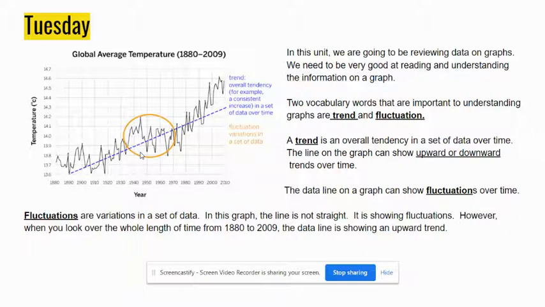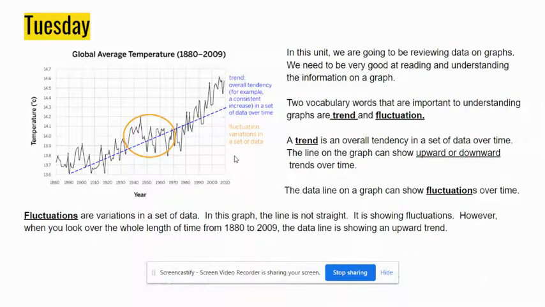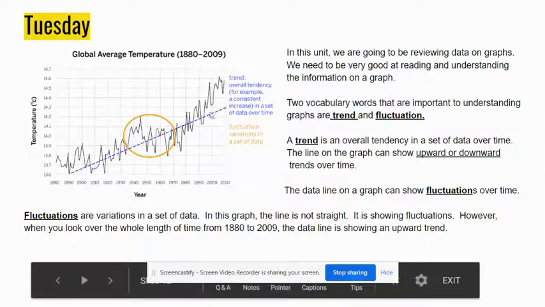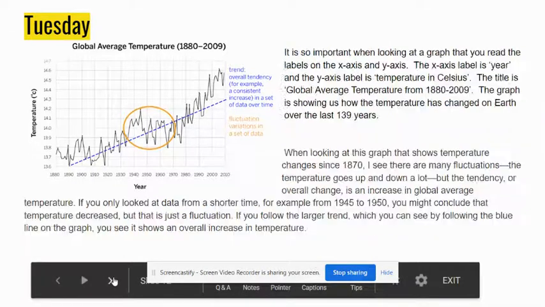However, when you look over the whole length of time from 1880 over here to 2009 over here, the data line is showing an upward trend. So the fluctuations are the up and down movement. The trend is generally, is the line going up? Is the line generally going down? That would be a trend.